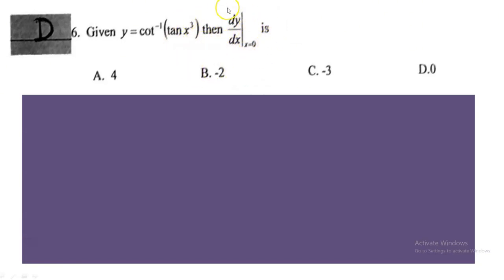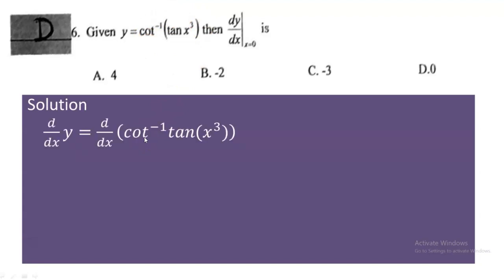So this is very simple. What you need to do is recall the derivative of inverse function. And we know that the derivative of cot inverse is minus 1 over 1 plus x squared. And using chain rule, we can directly find the derivative of this one in a simple form as follows. Look here. The derivative of y with respect to x here is going to be d by dx of cot inverse tan x cubed.